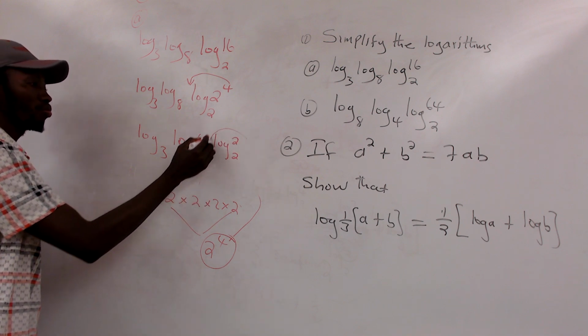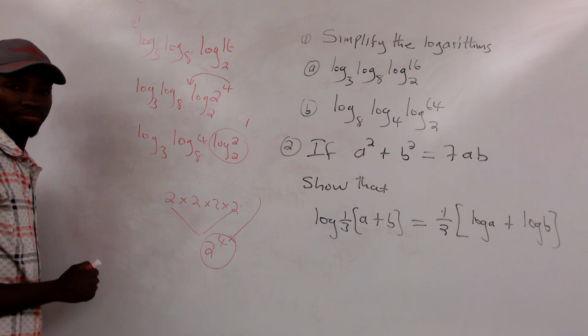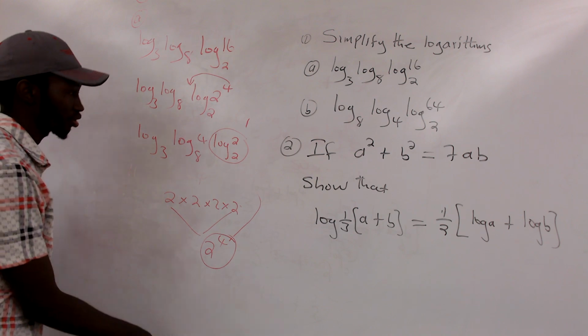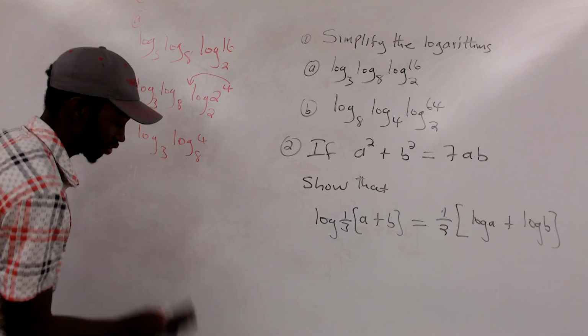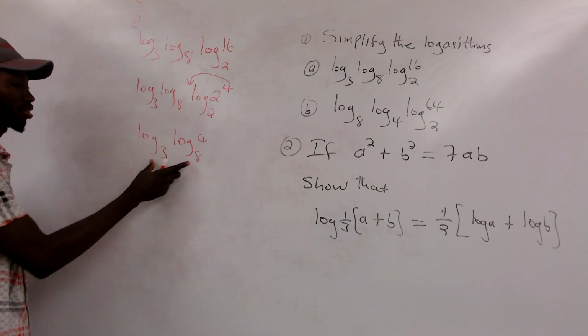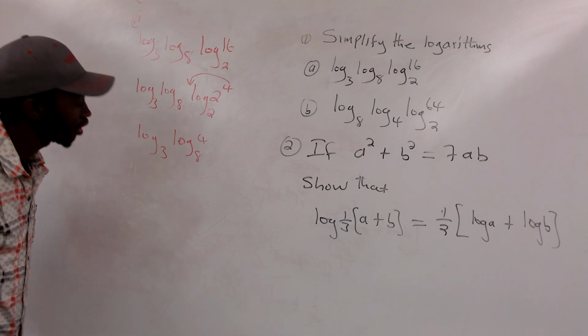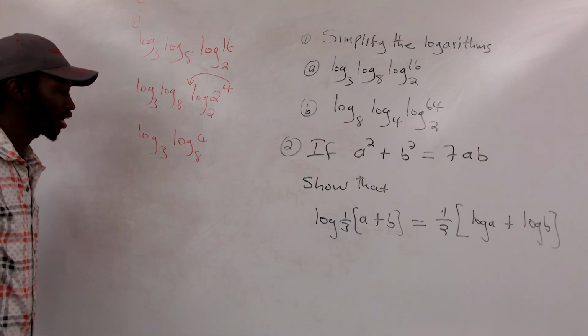You know, log 2 base 2 is what? It is 1. So since it is 1, there is no need for us to write it again. We can just remove this. So the 3 logs, when simplified, we finally have 2 logs.